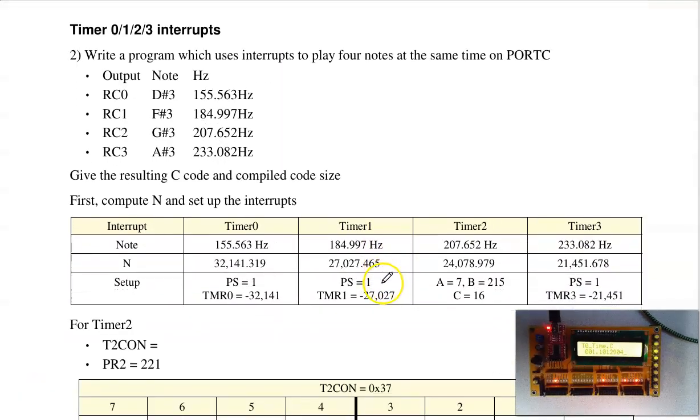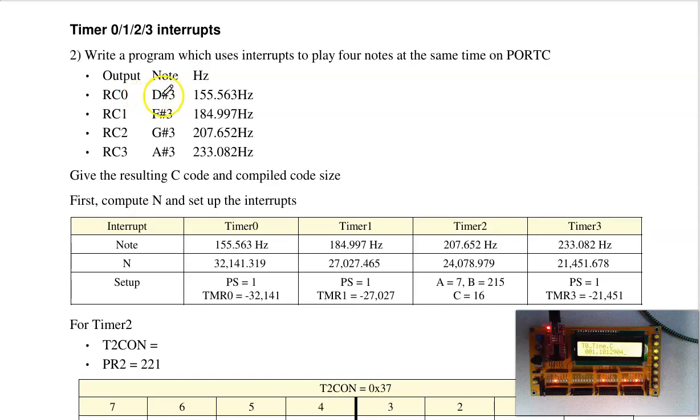Next problem. With timer interrupts, I can play multiple notes at the same time. So I want to play 4 notes simultaneously. This kind of shows that interrupts do not interfere with other interrupts. I can have 4 of them running at the same time, not a problem. I'm going to have 4 different square waves being output at the same time.